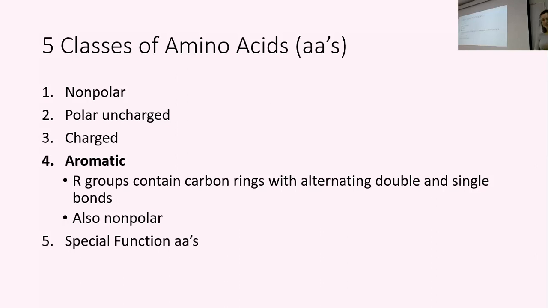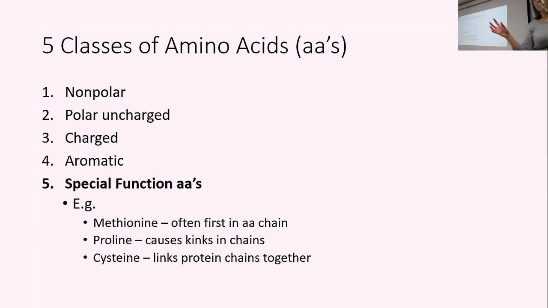And lastly, we have a few amino acids with functional groups that give them a very specific special function, right? Because you've got all these amino acids coming together to make amino acid chains, to make polymers. And there's a few of them that have very specific jobs within the protein. So something like methionine, right? When your cells are making proteins, frequently the first amino acid in the protein is methionine. It's like a signal that a protein is starting, right? So we start with methionine.